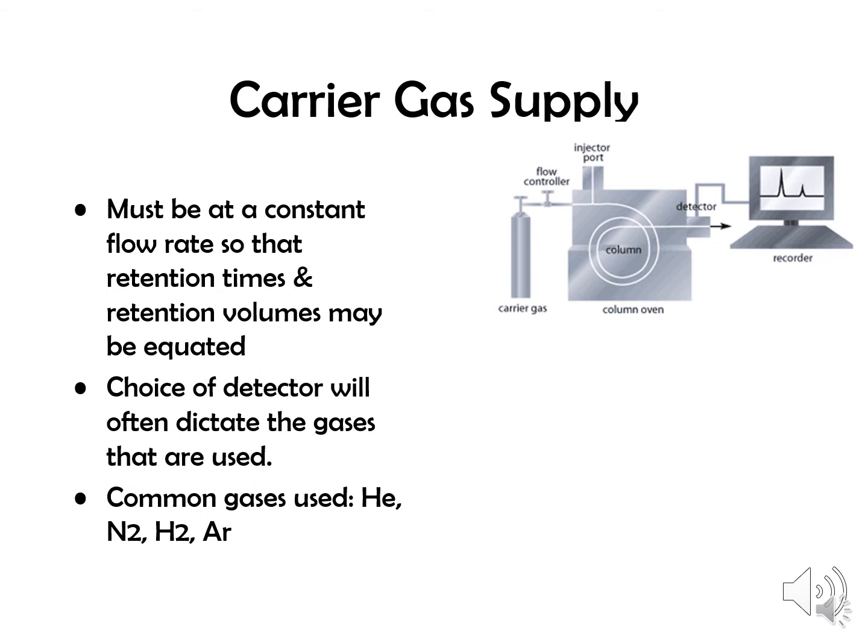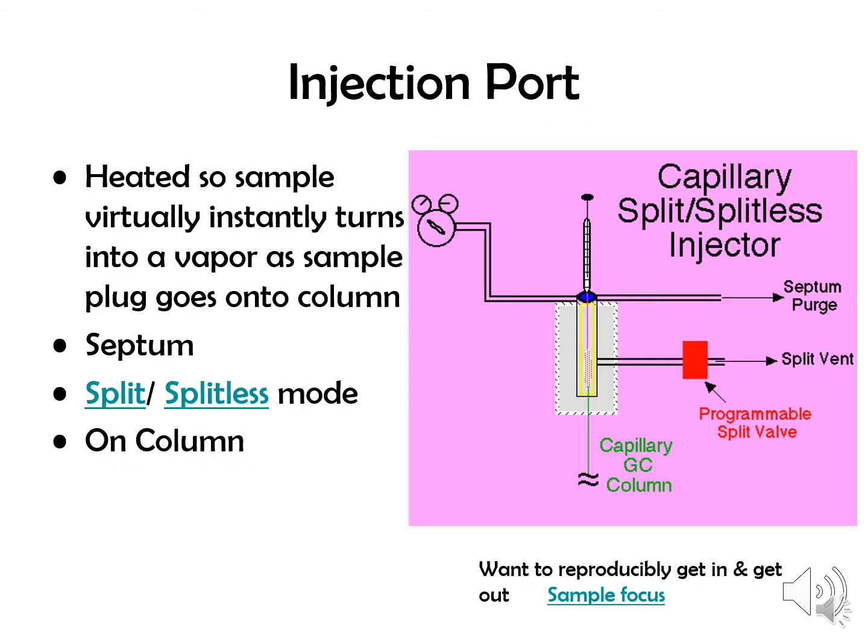Common gases: helium is the most common gas used, an inert gas. Helium is getting to be in a little bit of short supply. Nitrogen is also a very good gas for GC, not quite as good as helium. Hydrogen is actually a better gas, but people get kind of worried about it being flammable or explosive. Not really as much a concern as we think, but it's a concern, and argon is also a possibility here.